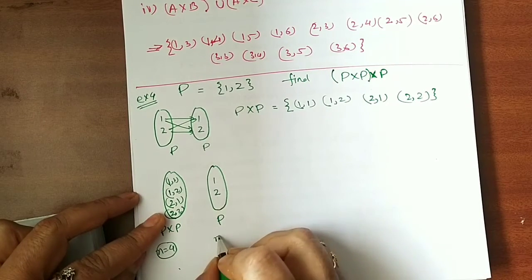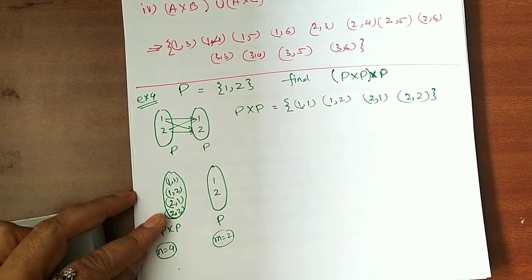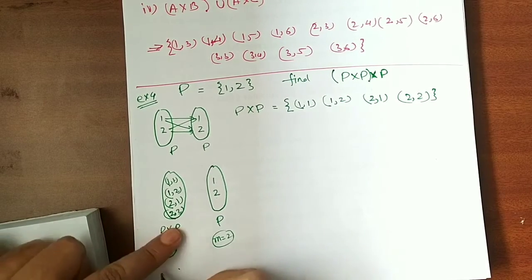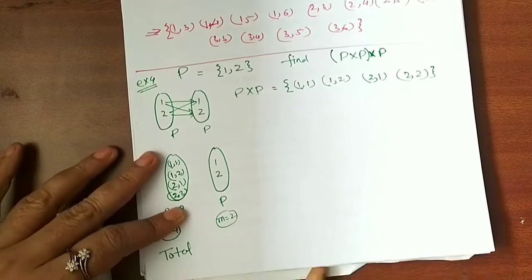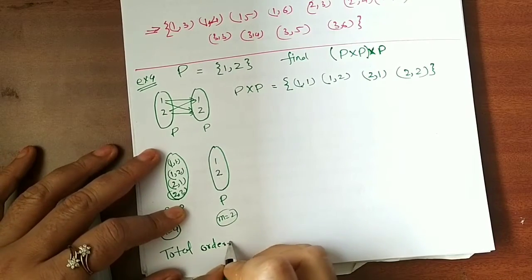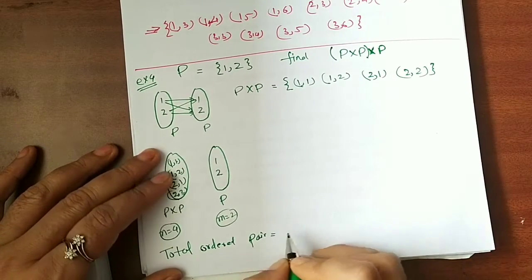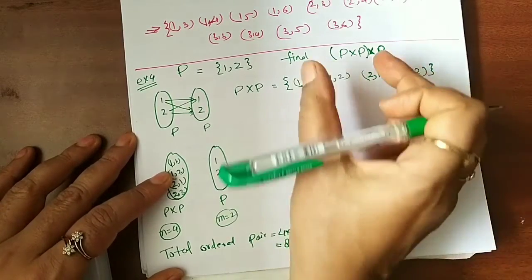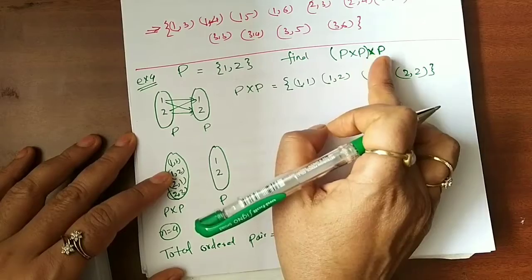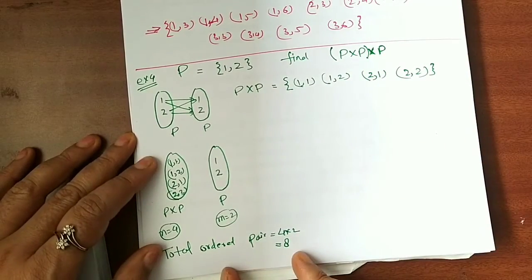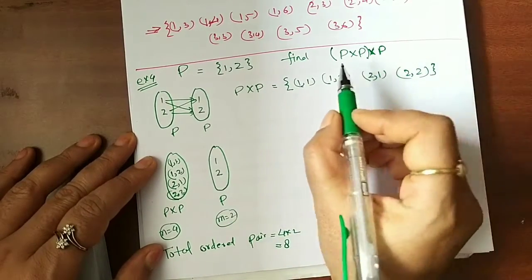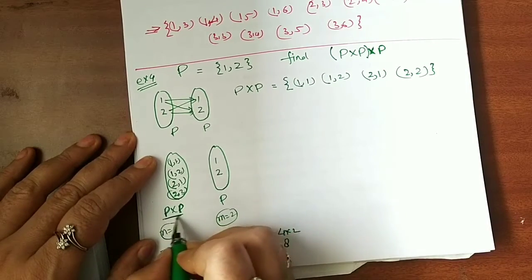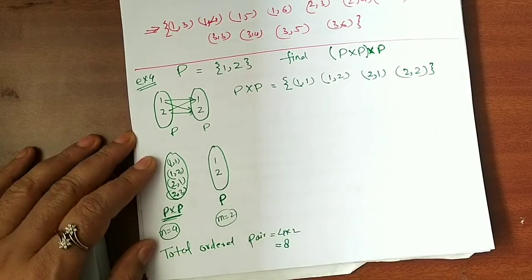Here M is 2. Number of elements is 2. So total how many ordered pairs will be there? Guys, total ordered pairs must be 4 into 2, which is 8. So I am expecting to have P cross P cross P, total 8 ordered pairs. Okay. So I did P cross P, which is this, and I have to do with P.